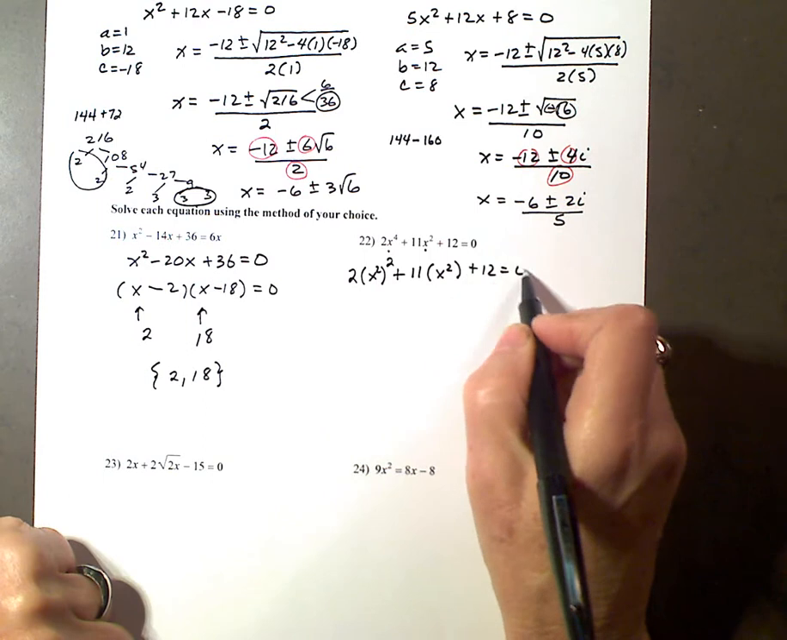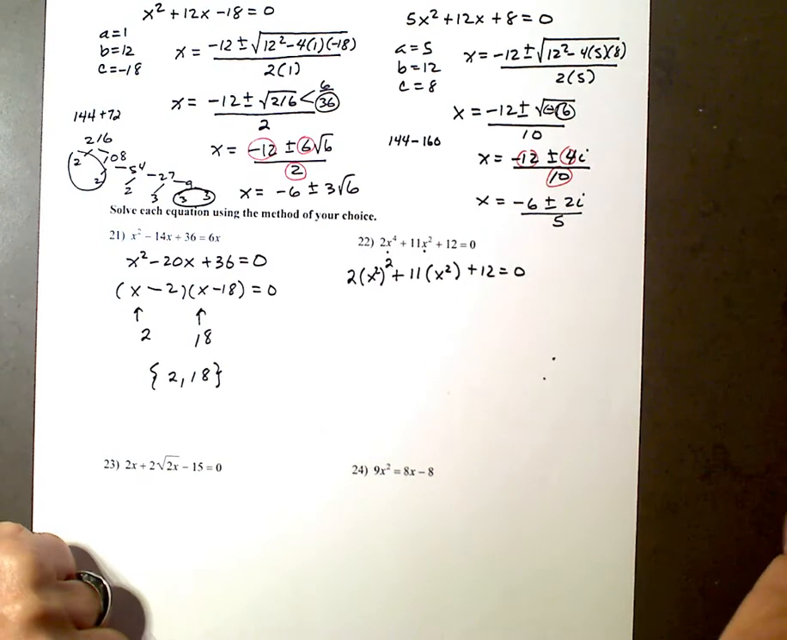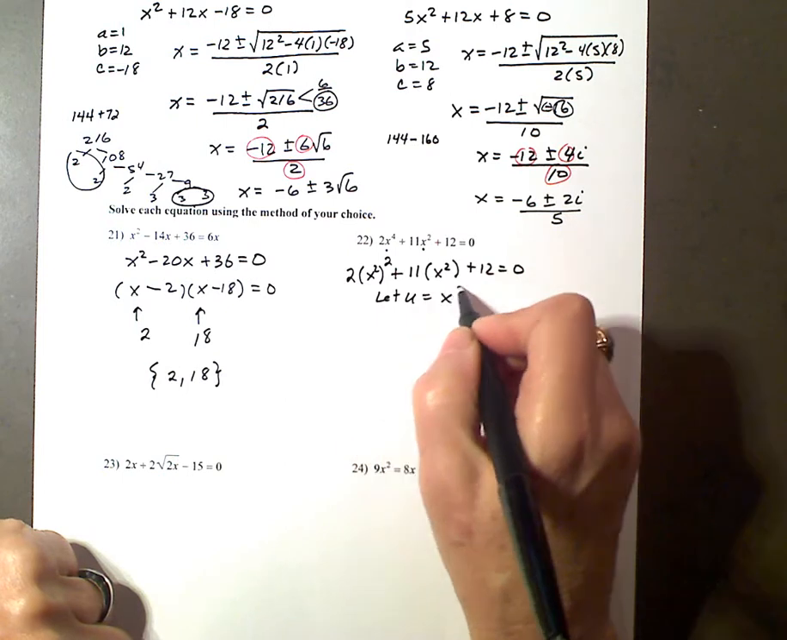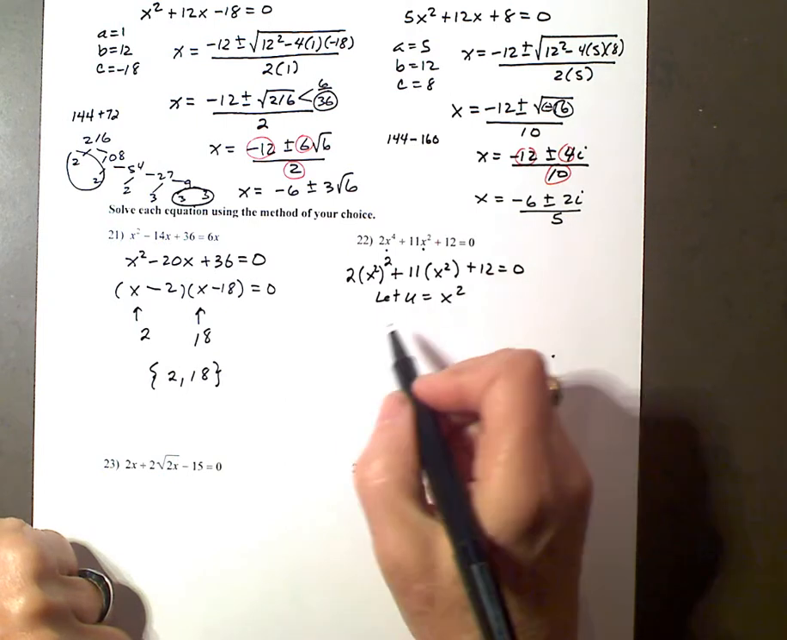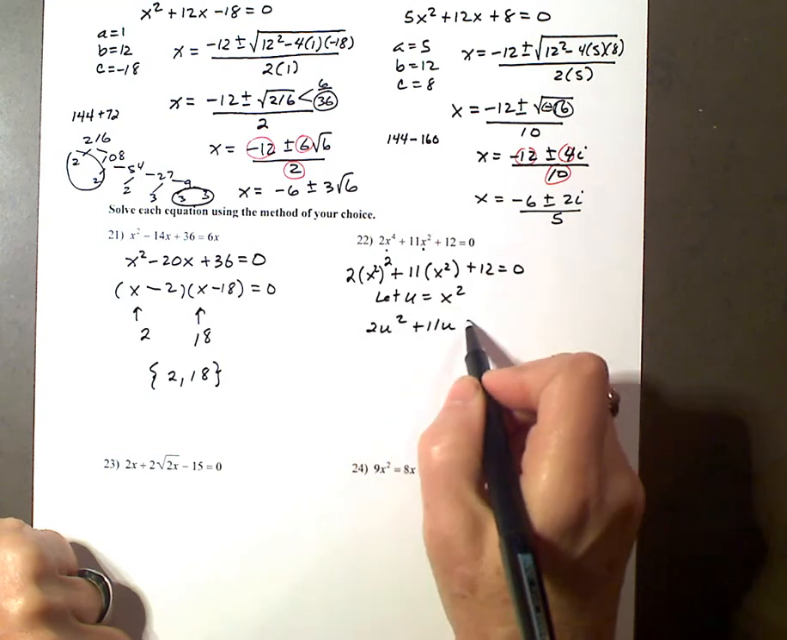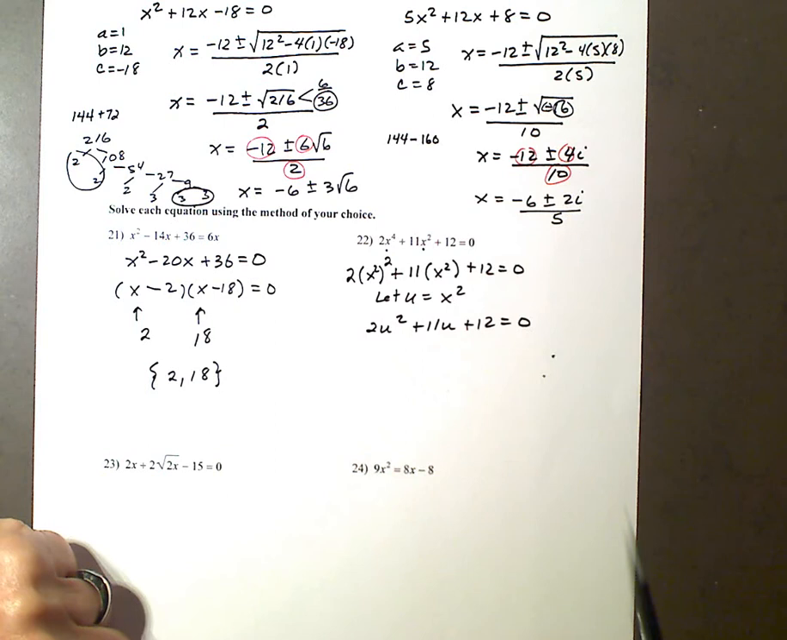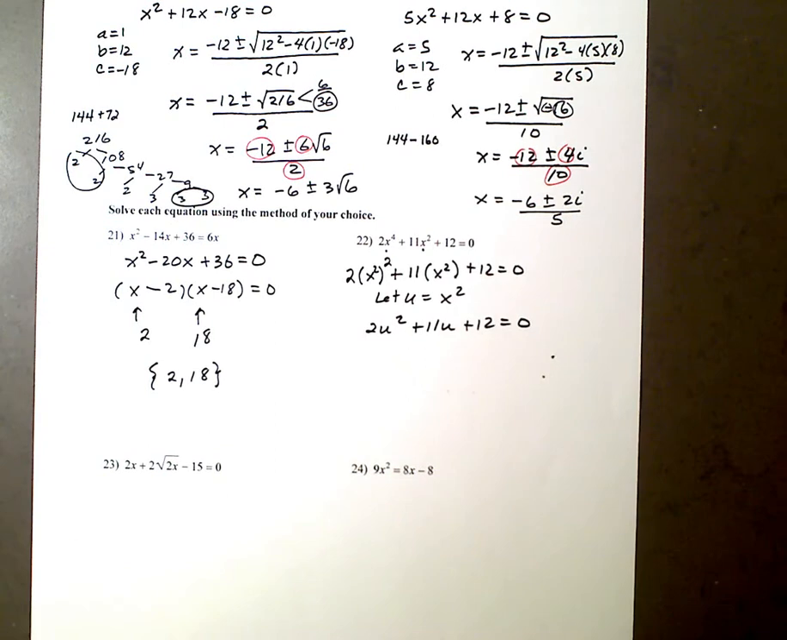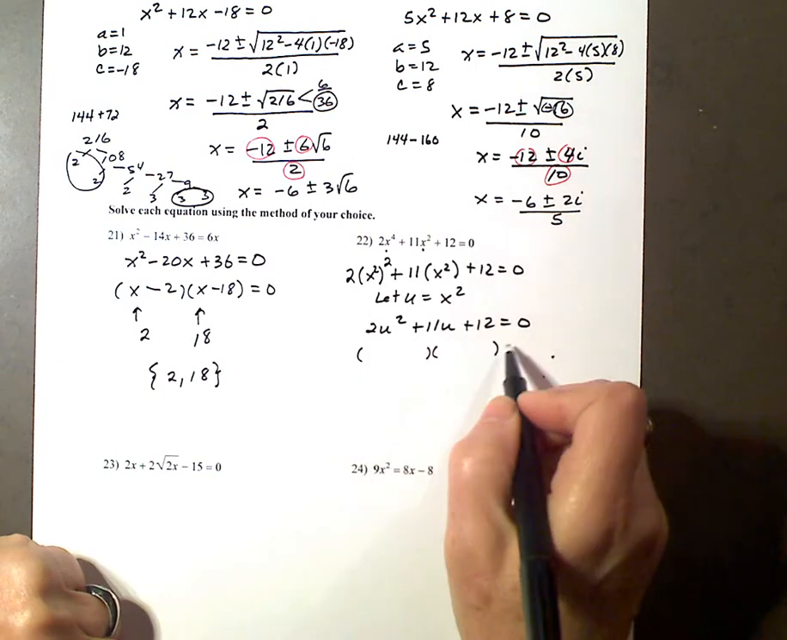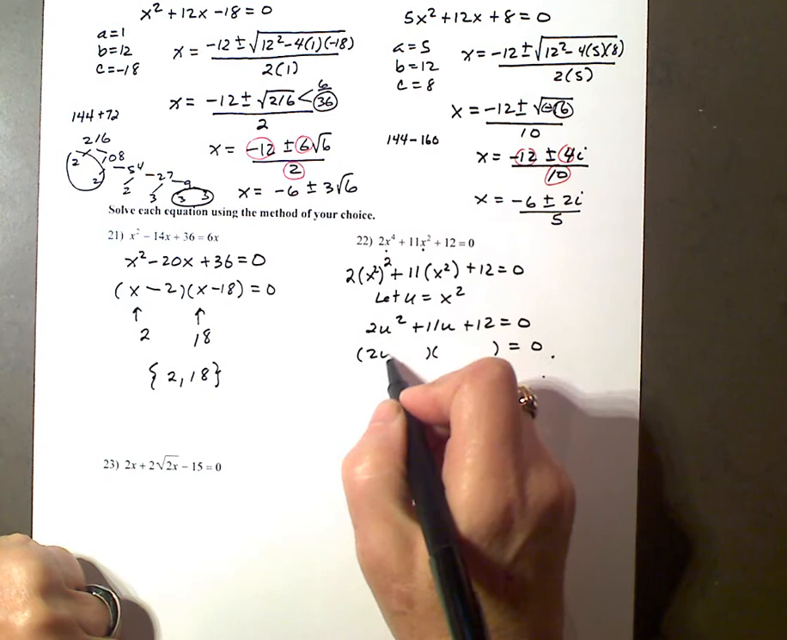So I'm going to use the substitution method and temporarily let u represent x squared. So I can write this as a simpler equation, 2u squared plus 11u plus 12 is equal to 0. So let me see if I might be able to factor this. I can't divide out anything, so let's go 2u and u.